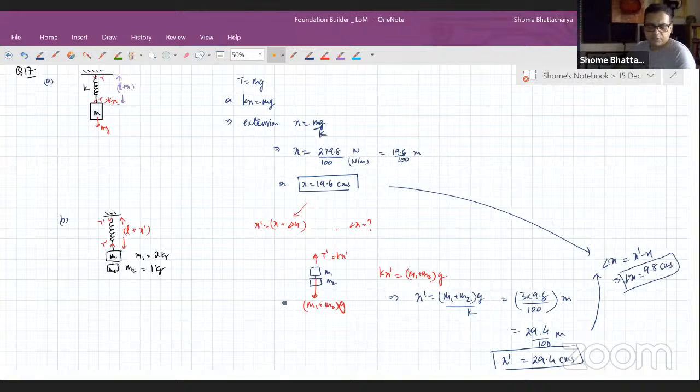So very easy question, as you can see, nothing difficult in this. Note this down, and we will also discuss question number 19 next. 19 is a slightly different problem, so I want to discuss it.